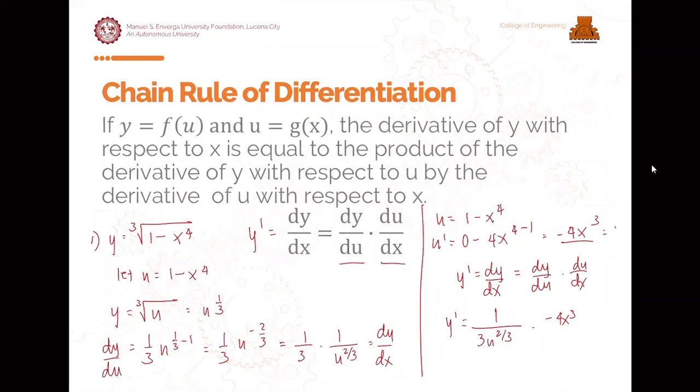Pero naka in terms of u pa din to. So balik natin kasi na-assume natin na u is equals to 1 minus x to the fourth. So y prime is equals to negative 4x cube all over 3 times 1 minus x to the fourth 2/3. Okay? So ito yung magiging final answer natin. Okay? Question?